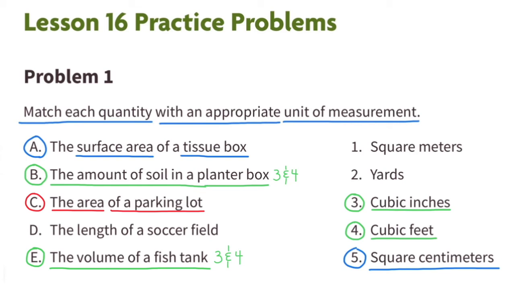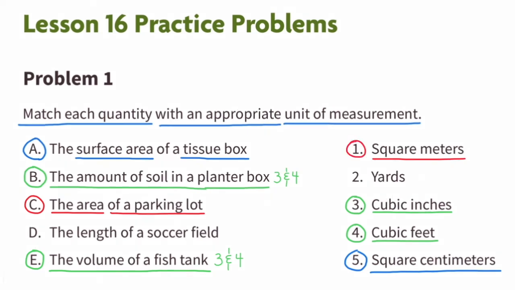I'm looking for the area of a parking lot, so that's going to be two-dimensional, like length times width or base times height. Since that's two-dimensional, I'm going to be looking for a square measurement, like number 1, square meters. Square meters is better suited for a parking lot because meters are much larger than centimeters. Centimeters are better suited for measuring a tissue box, and meters are better suited for measuring a parking lot.